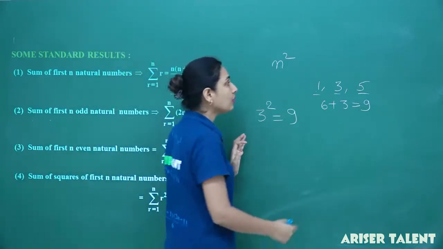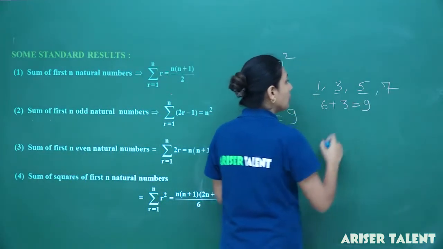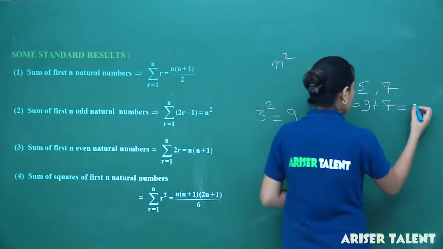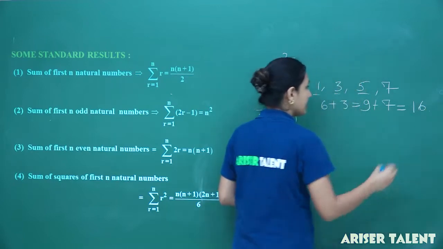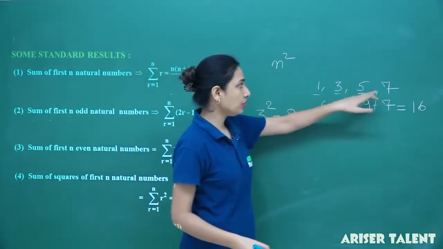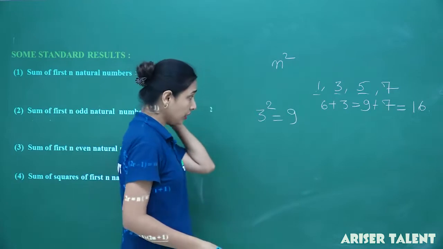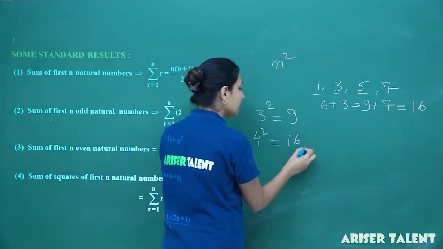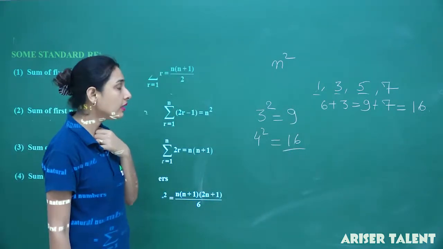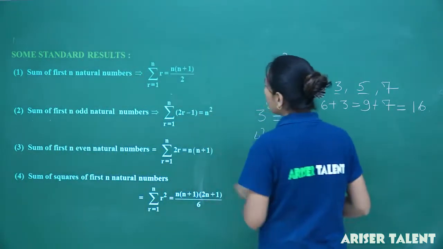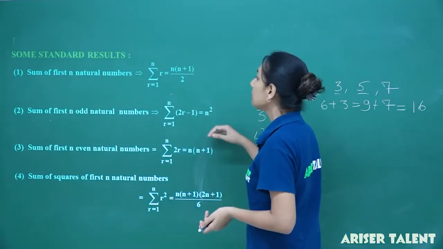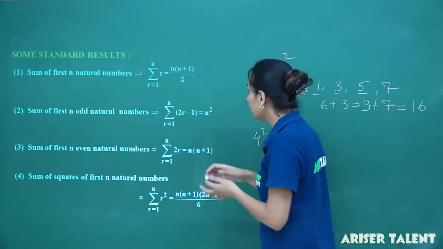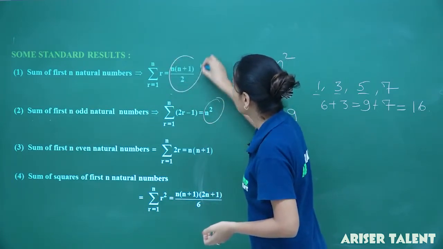Let's recalculate it with 7. So in this case that will be 7, and the sum will be 16. Now 1, 2, 3, 4, you have 4 natural numbers. So 4 square, n equals 4, that will be again 16. So this is true again. So we can say that this formula is true, that the sum of the first n odd natural numbers is what? n square. So you have to know these formulas.